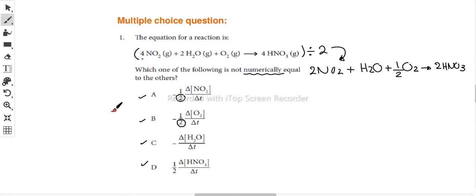Now, after dividing by 2, I will start by looking where is my incorrect answer. So starting with A, is it minus 1 over the coefficient? Yes, it's right. So this is the correct answer. Continuing with the oxygen now, it is negative 1 over 2. Okay, let's go through the rule. The rule says it's 1 over the coefficient.